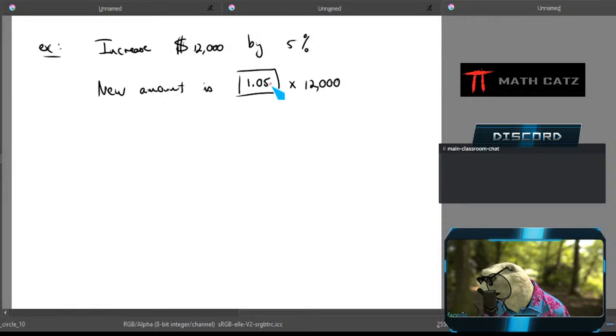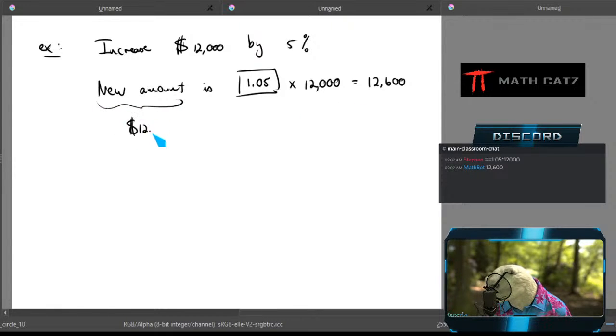Let's get rid of that dot. That's just a habit. And then I can calculate that. I didn't even calculate the first one, did I? Well, it wasn't important. 1.05 times 12,000. 12,600 is what I get. So my new amount here is 12,600.